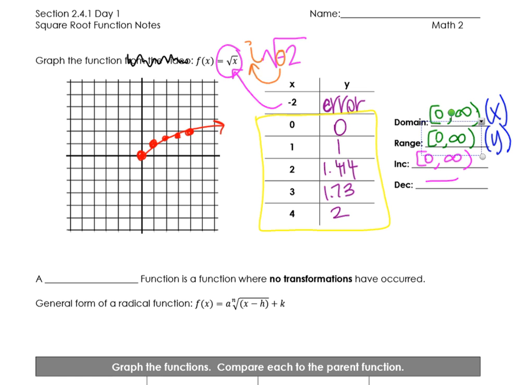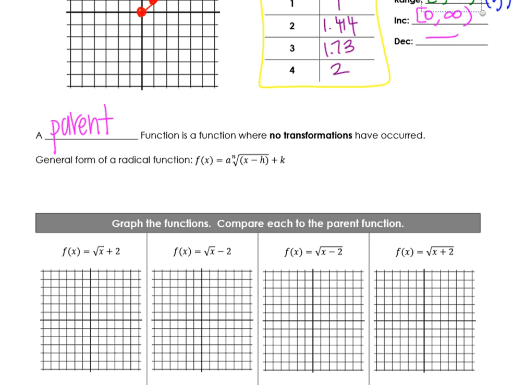So this is the graph of the square root of x, and this is what it looks like. What this is called is a parent function. A parent function is a function where no transformations have occurred. That means we are not moving it up, down, left, right, etc. Because what we're going to start talking about today is what you see in your notes next.